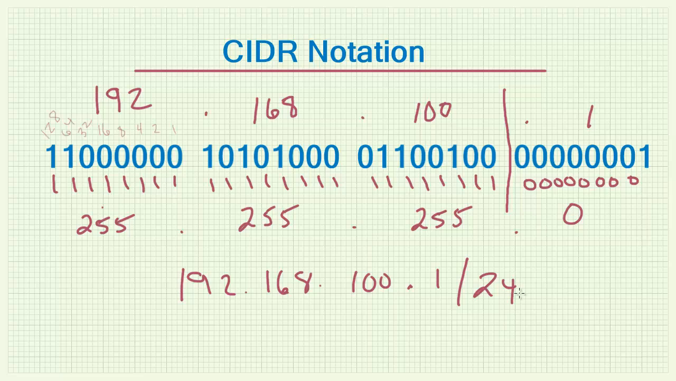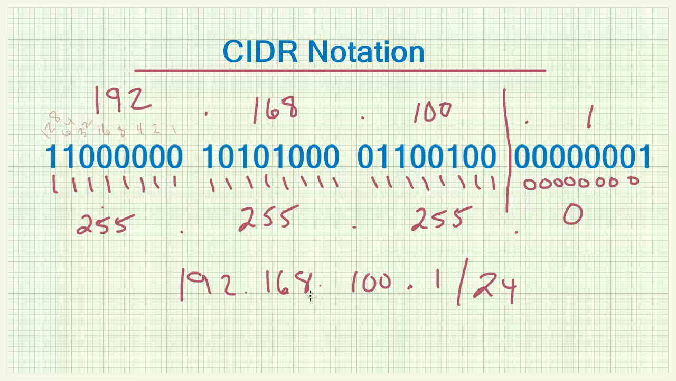192.168.100.1/24. And that's all there is to it. That's all there is to CIDR notation. It's simply a way to, rather than use a subnet mask like 255.255.255.0, write out the IP address or the network address and then put a slash and then specify the number of bits counting from the left that represent the network portion of the address. We can also call that the network prefix.